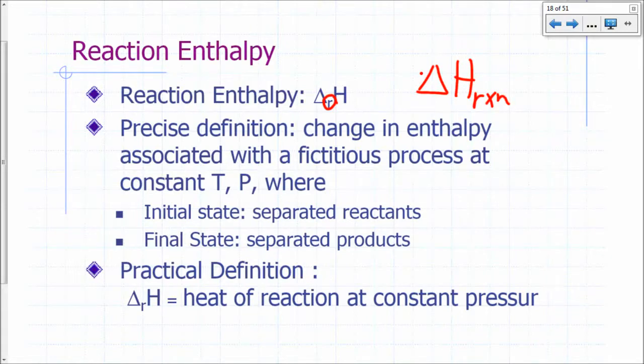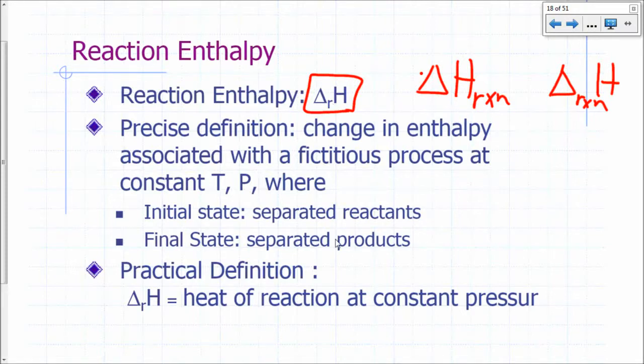RXN is the abbreviation for reaction, or you might see it as delta H RXN in between. But I'd like you to be familiar with this way of writing it, because that is the way it's tabulated in handbooks. So that's a standard abbreviation symbol for reaction enthalpy.